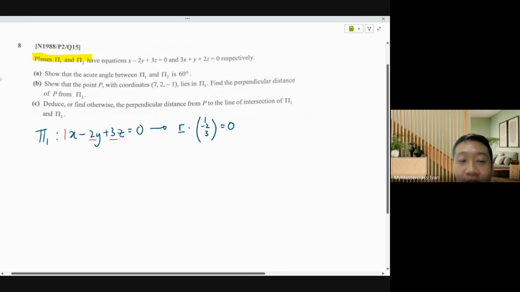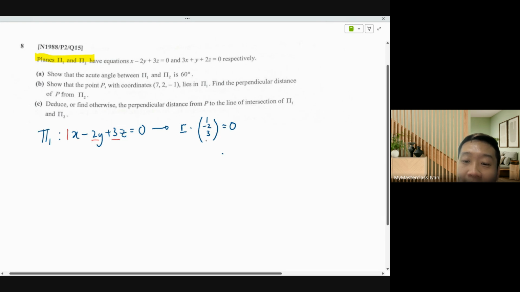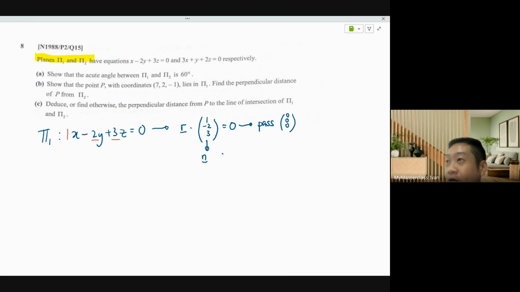So the first thing that comes to your mind is, I need to change it to this. Why? Because this is the normal. Understand? And when it equals 0 here, it means it passes through (0, 0, 0). That may not be the most important part now, but you must know, I always need to convert this to r dot n equals k form, so that I can know the normal.